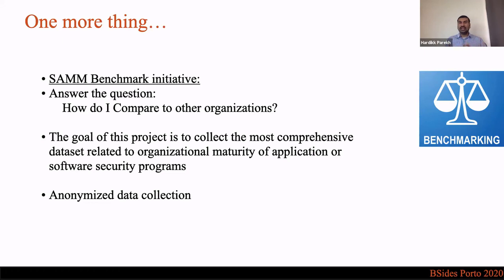The goal of this project is to collect the most comprehensive data set related to the organizational maturity of application or software assurance programs. And if you're concerned about sharing your data, just rest assured that the data collection is anonymized and it will not be shared like, hey, this named company has these gaps in their security. So just keep in mind that we are all security professionals and privacy professionals, so we are very well aware of that fact, and that's why we are collecting this data anonymized.